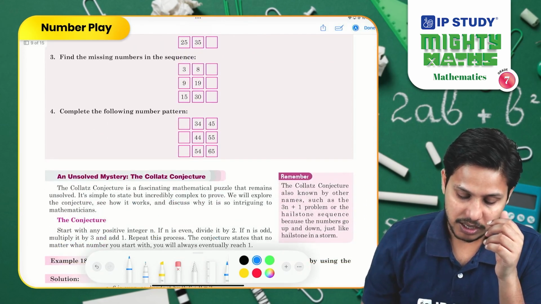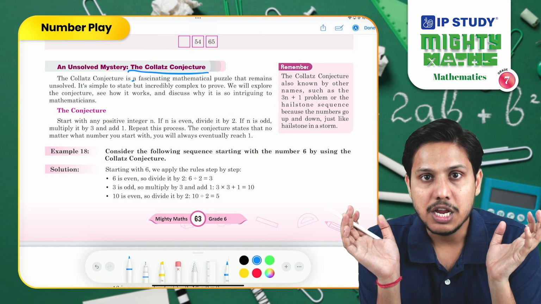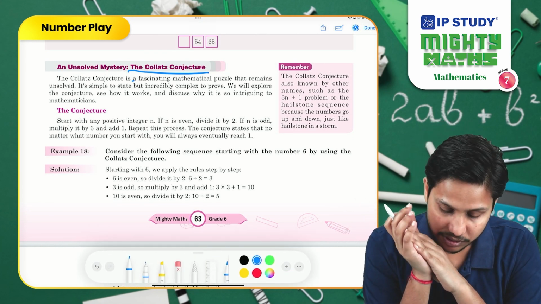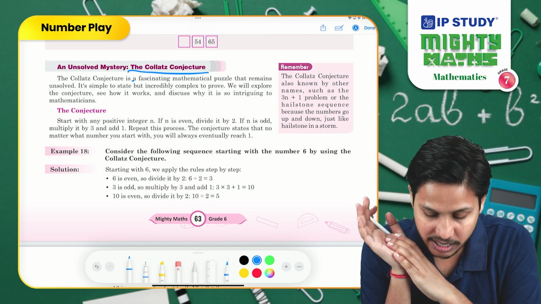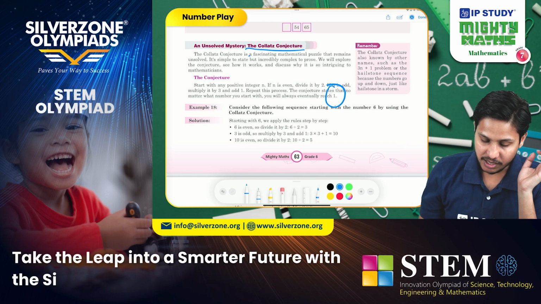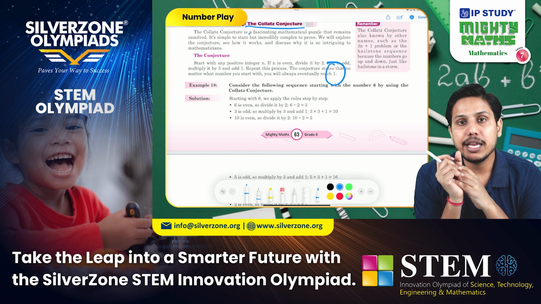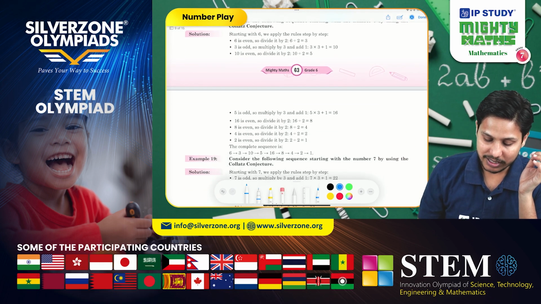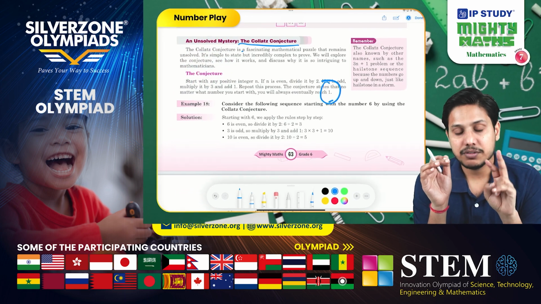Now let's move to the next topic, the Collatz Conjecture. This is also a mystery, and it states that if we go through the process of the Collatz Conjecture, we will reach 1 every time. For any number, if we use the process given here, we will always end on 1. And what is the process? There are two processes, one for odd numbers and one for even numbers.